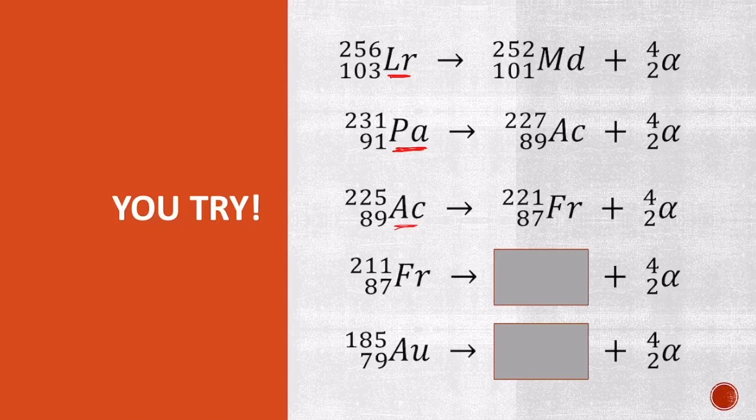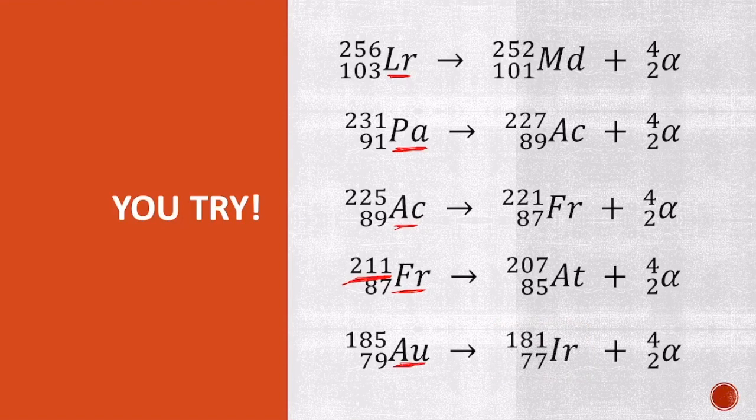And then we've got francium-211, and it's going to eject that alpha particle and become astatine-207. And then the last one, we've got gold-185, and it's going to eject an alpha particle and become iridium-181.